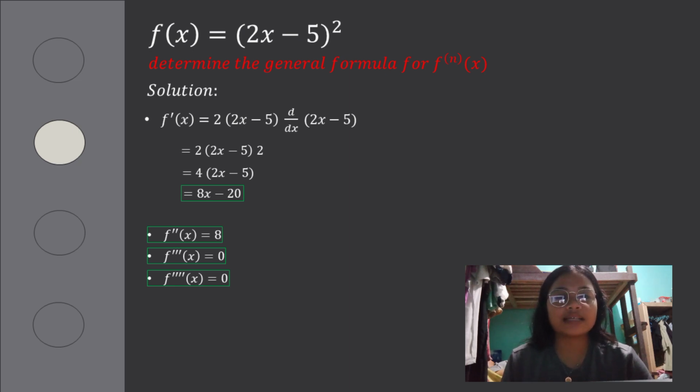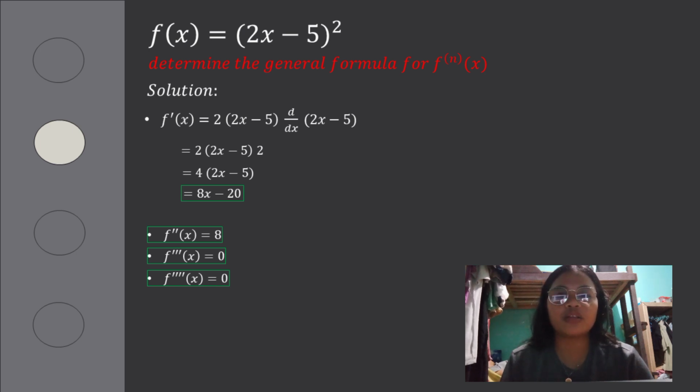f prime of x equals 2 times (2x minus 5) times d over dx of (2x minus 5). So, ato ang i-differentiate ang function nga gihatag. So, mahimo siyang 2 times (2x minus 5) times 2. So, 2 is from the exponent and the other 2 nga nasa pika side is the derivative of the equation 2x minus 5. X is, mahimo na siyang 4 because of 2 times 2.